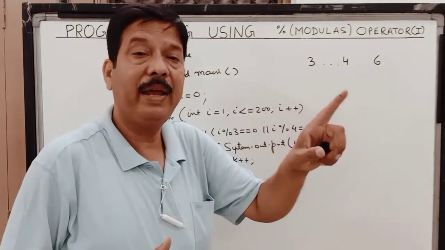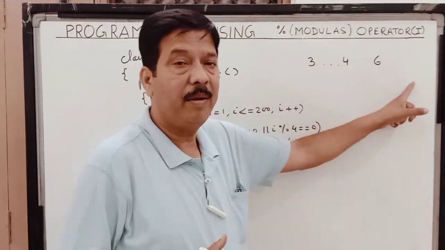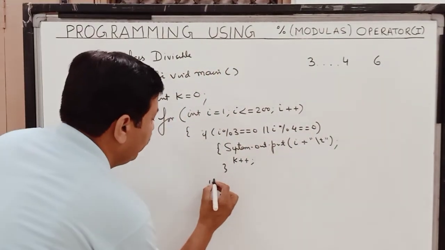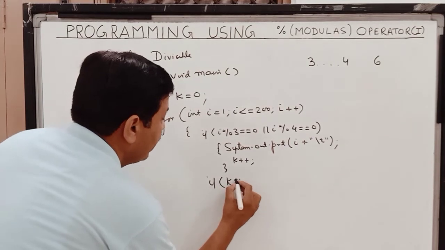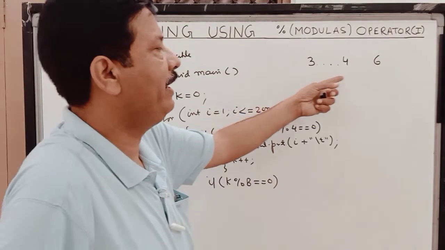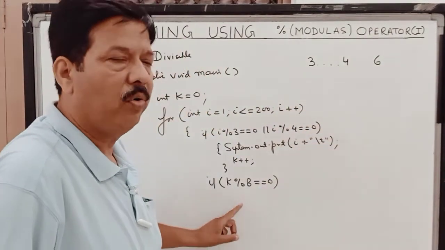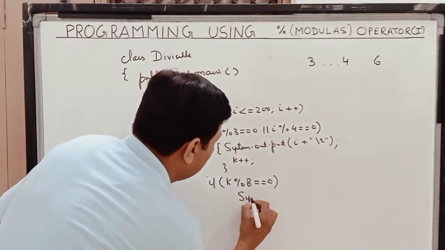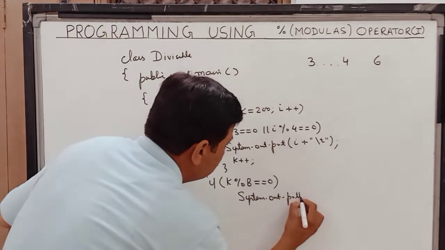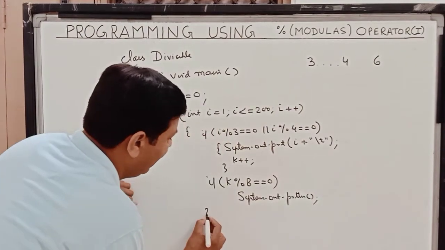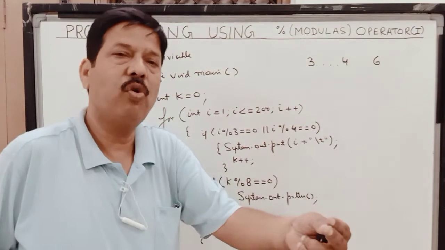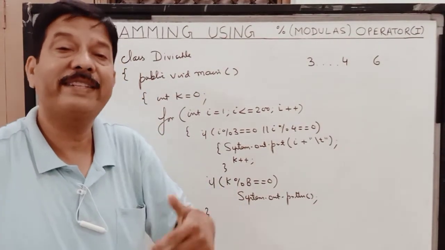When k will become 8, that means I have printed 8 numbers in one line. I have to go to the next line. So what I am doing here, I am again putting another condition. If k modulus 8 is equal to 0. In the first line, when k becomes 8, this condition will become true. Then I am using a statement called system.out.println, and this println, children, is blank. A blank println takes your cursor to the next line.